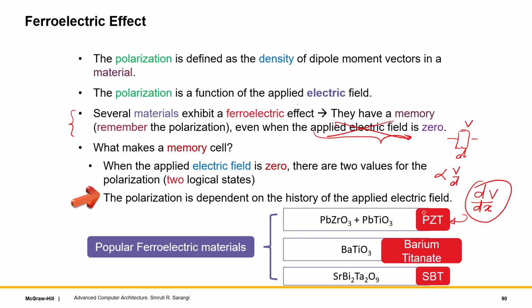Now coming back to PZT, PZT is basically lead zirconate plus lead titanate, so it's essentially lead alloys. It shows a fantastic ferroelectric effect. A few more common ferroelectric materials are again barium titanate and strontium barium titanate, right? So SBT is actually a fairly popular material with a fairly strong ferroelectric effect. Sorry, strontium barium tantalate, I stand corrected.